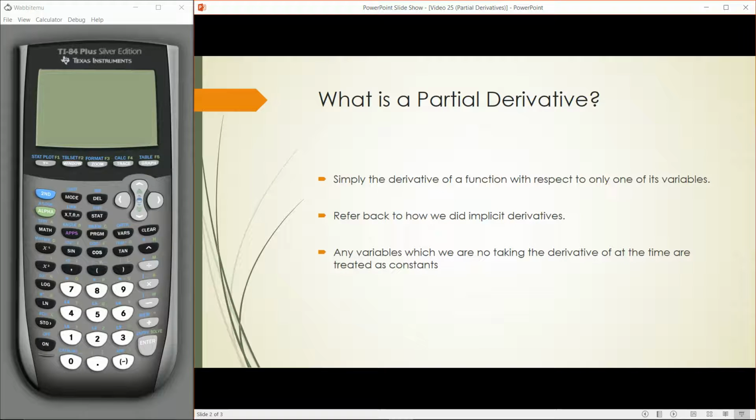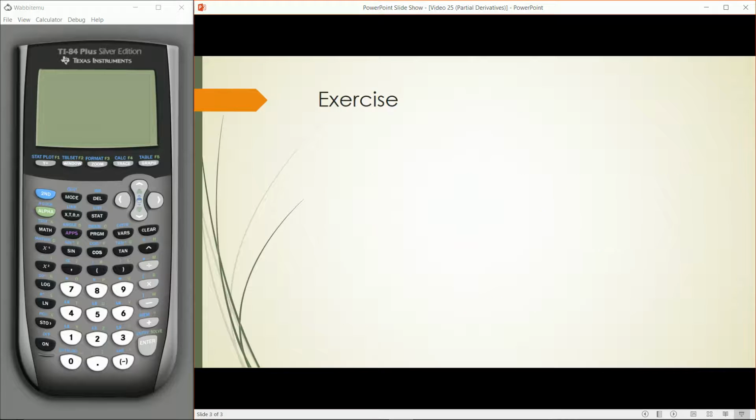Now, notation-wise, we no longer use the d's, we're using del's. It's a little bit funky, but it's to note that it's a partial derivative instead of an actual full derivative. All right, so you'd write the del f over del x. All right, so let's go ahead and give you an exercise to try out. I want you to find all the partial derivatives of this function here.